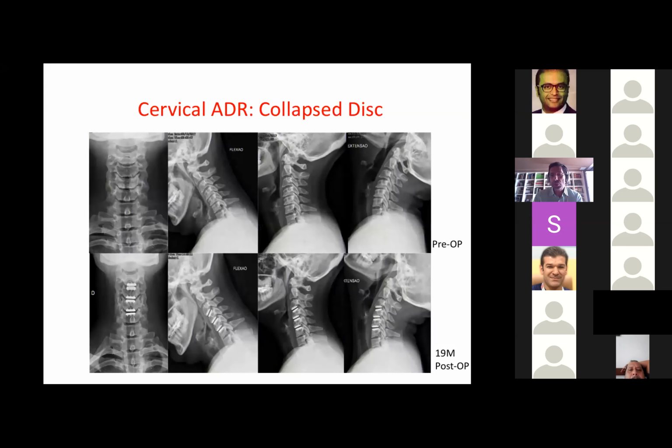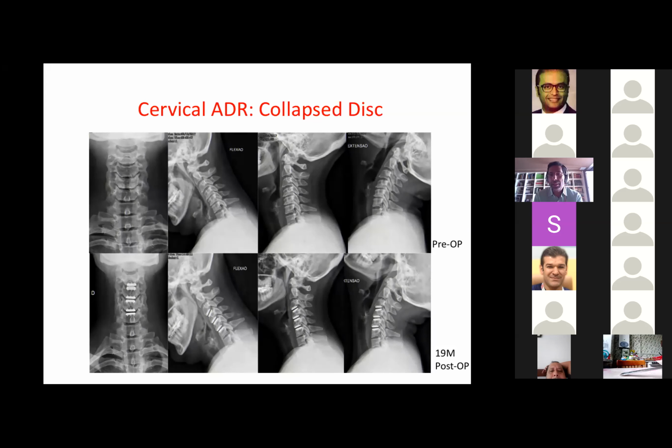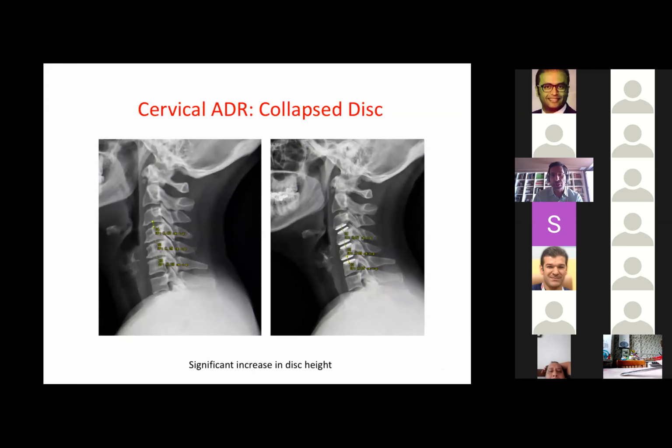And this was the solution that we found for her, and she's very happy, and that's a good clinical and radiological result. Look at that, she had some of the discs already quite collapsed, and see what we gain with the increased disc height in this case.